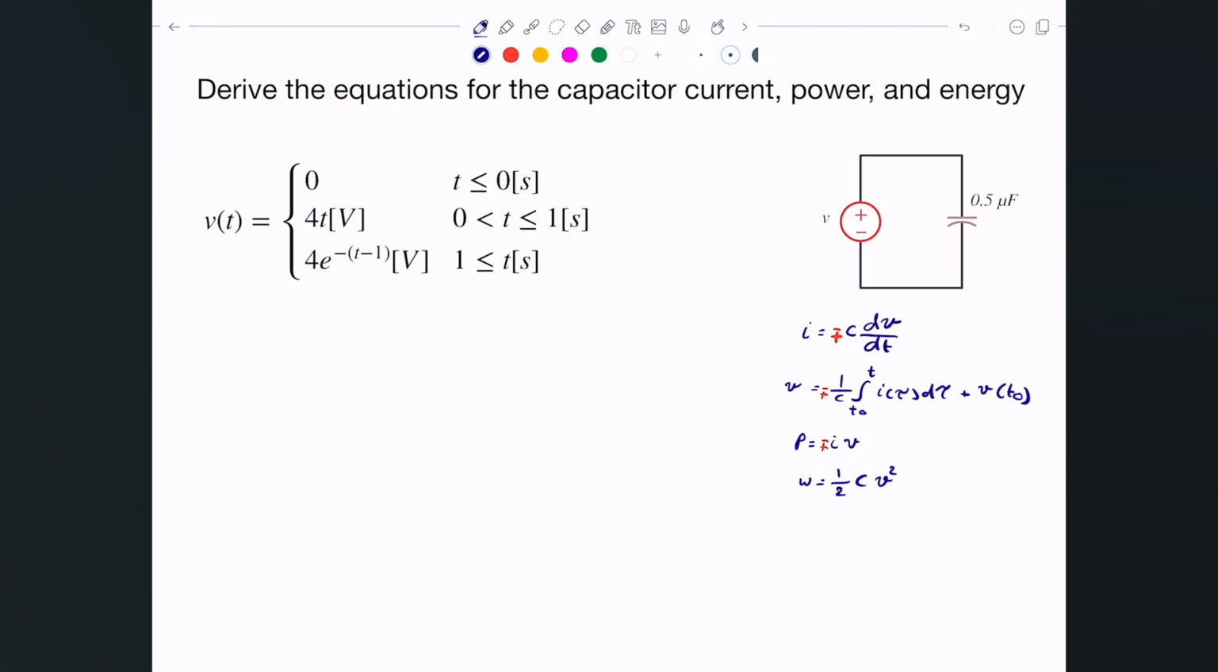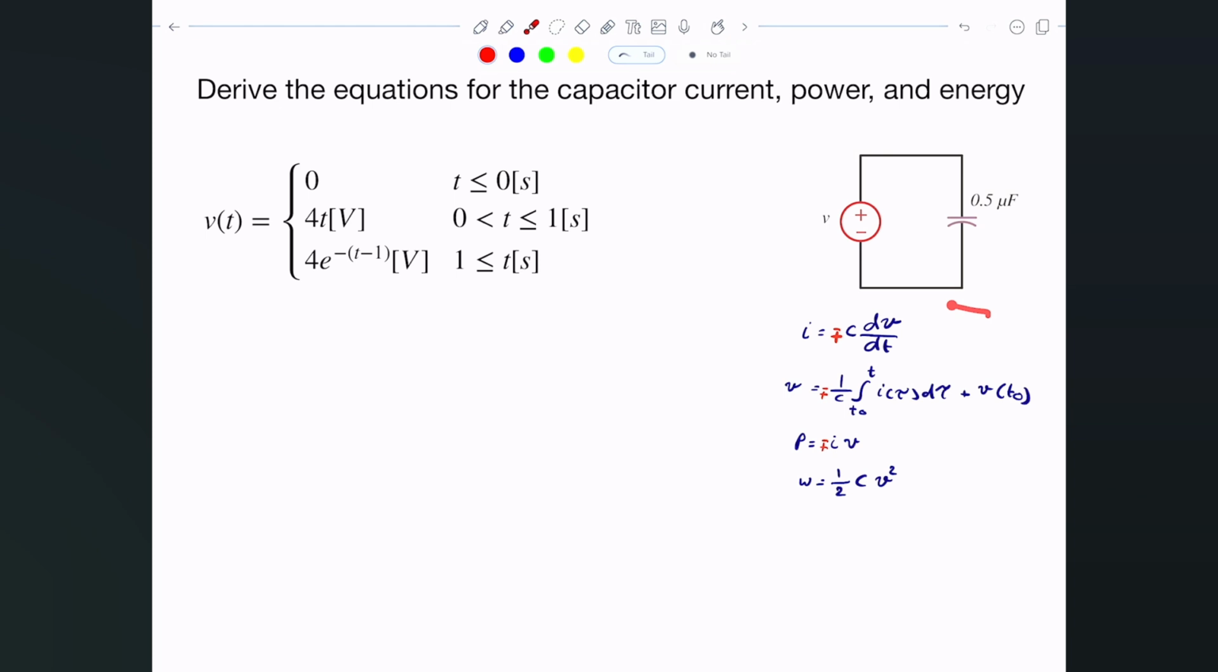In this example, we have a very simple single loop circuit that contains only a capacitor and a voltage source. No resistors, nothing else. Just a very simple application. And what we are being told is that V is actually a function of time. It's not constant DC. So it's 0 before 0 seconds, and then from 0 to 1 second it becomes 4t. And then after 1 second it becomes this equation which contains an exponent.